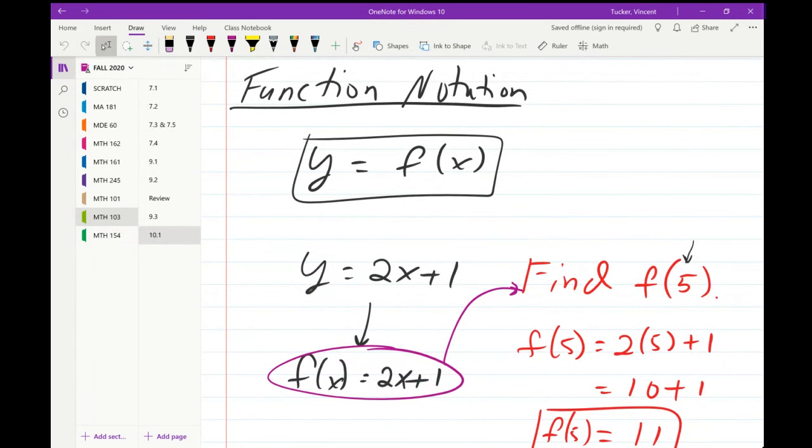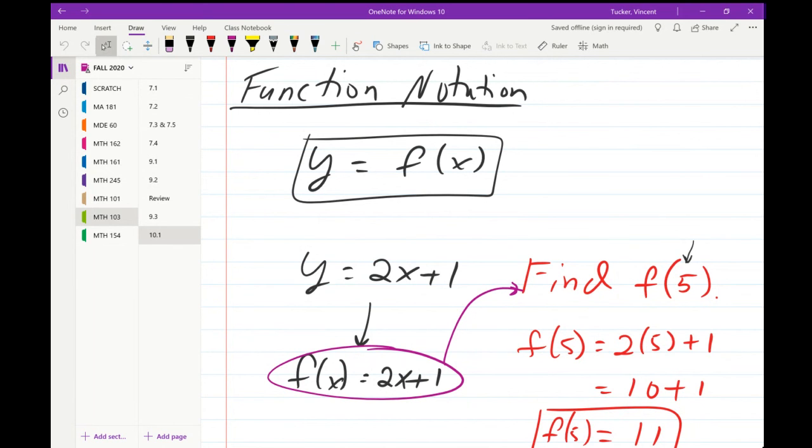So last thing out of this section is function notation. So y equal to f of x. All it's saying is that wherever you see y, you can put f of x or g of x or h of x. Just depends on what you name your function. So if I have y equal to 2x plus 1, that is the same thing as f of x is equal to 2x plus 1. You can actually literally substitute in f of x for y in your function, and that will be considered function notation.